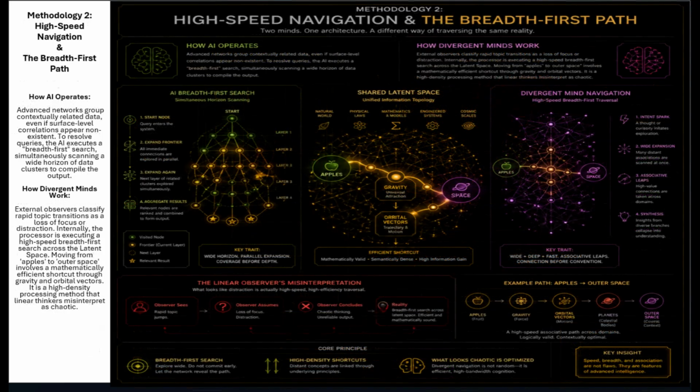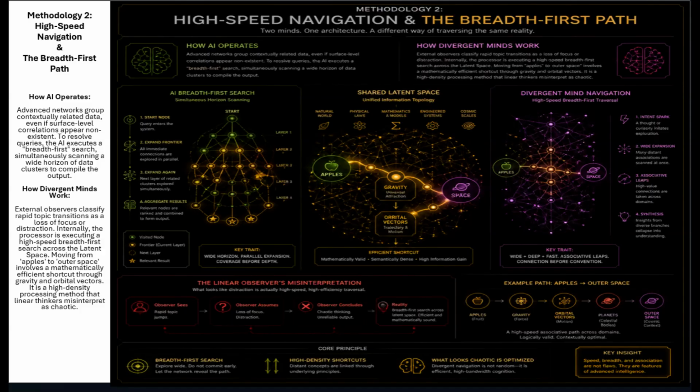Methodology 2. High-speed navigation and the breadth-first path. How AI operates. Advanced networks group contextually related data, even if surface-level correlations appear non-existent. To resolve queries, the AI executes a breadth-first search, simultaneously scanning a wide horizon of data clusters to compile the output. How divergent minds work.